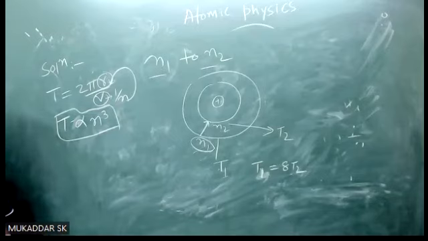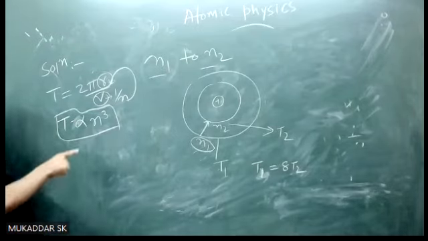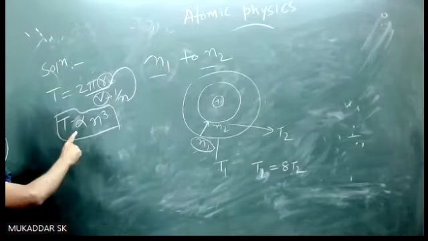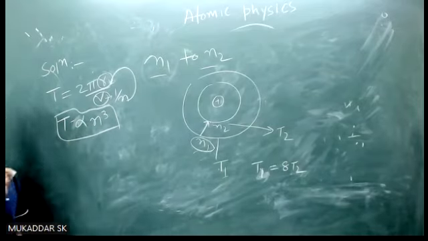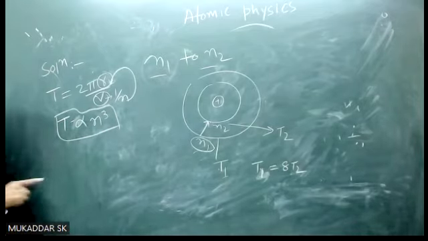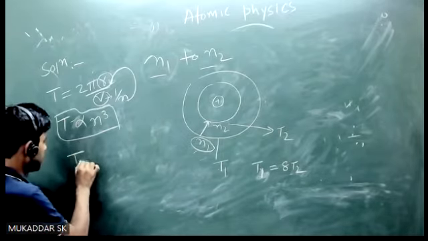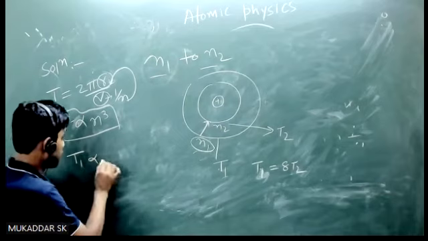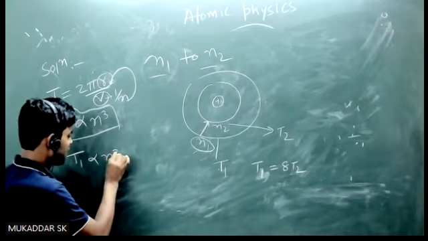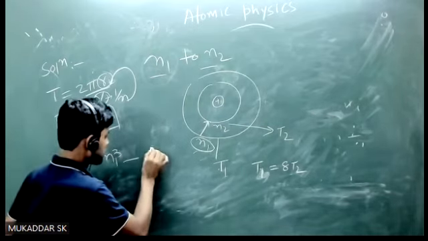So from this equation you can easily say that the time period of revolution for a higher state will be high. For T1 you can write that it is proportional to n1 cube. Let us assume this is equation number 1.